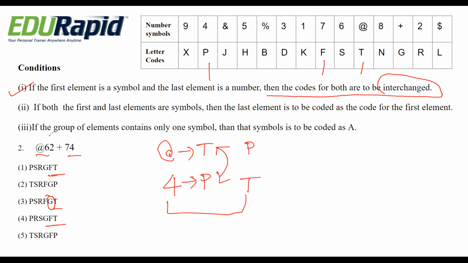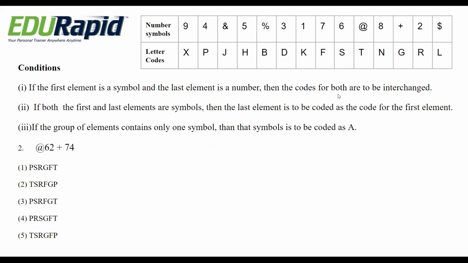Let me check with the second one, 6. For number 6, it is coded as S. And here, for option 4, it is coded as R. So we can say that option 1 is the right answer. Like this, you have to eliminate the options. So for this, the right answer is option 1.